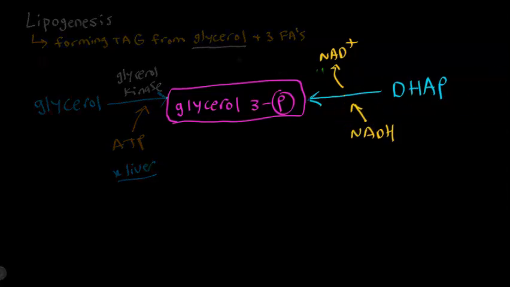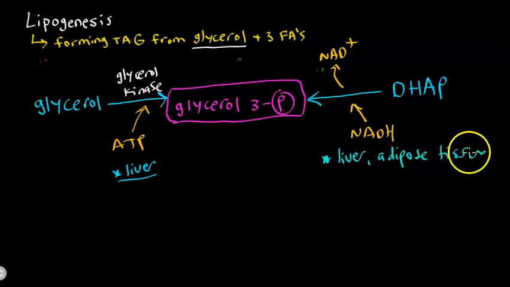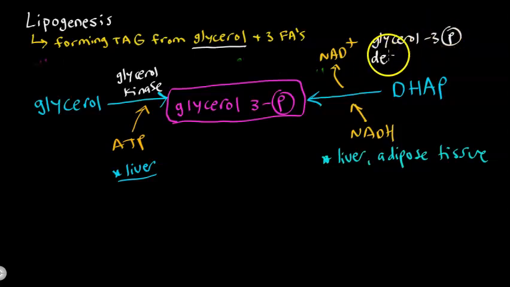And this process takes place in the liver as well, or it can happen in the adipose tissue. So in either of these two tissues. And the enzyme responsible for this step is known as glycerol 3-phosphate dehydrogenase. So I can actually write that down here. Glycerol 3-phosphate dehydrogenase.